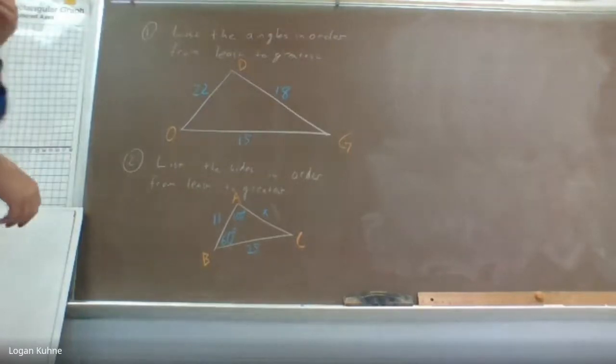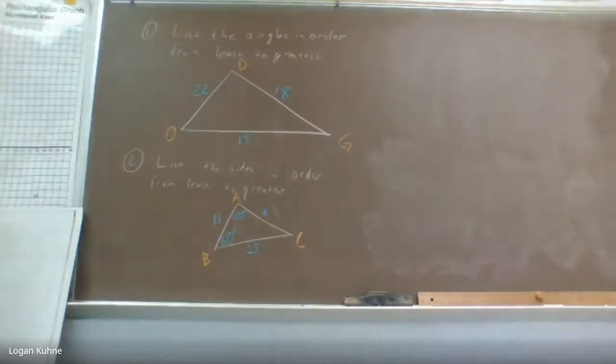All right. Review questions. List the angles in order from least to greatest. Please note that this triangle is not drawn to scale, is it? Not even close. Okay. So look at it. Think for a moment. You can just answer them out loud.